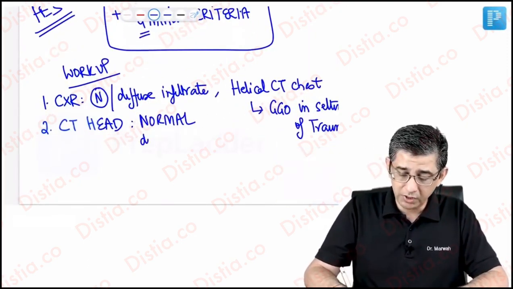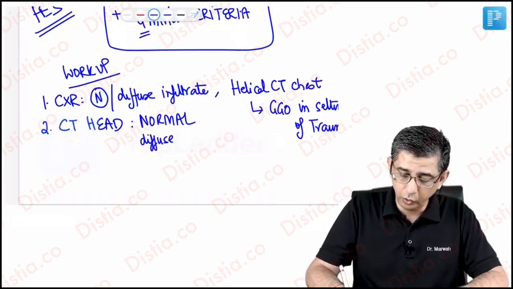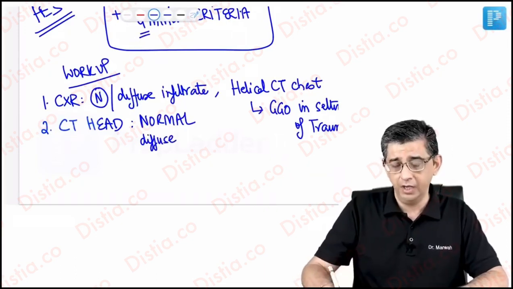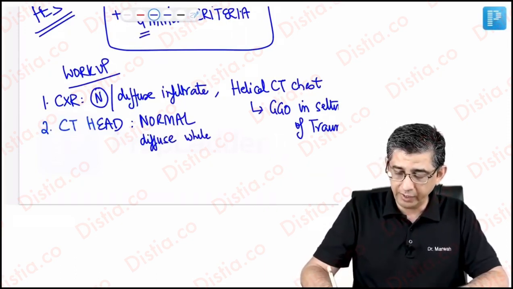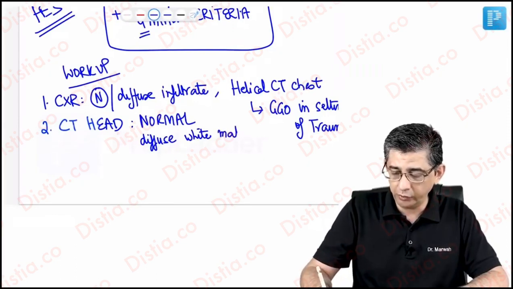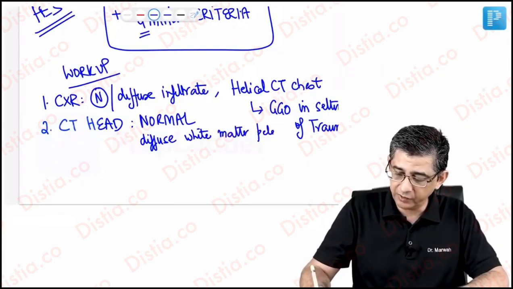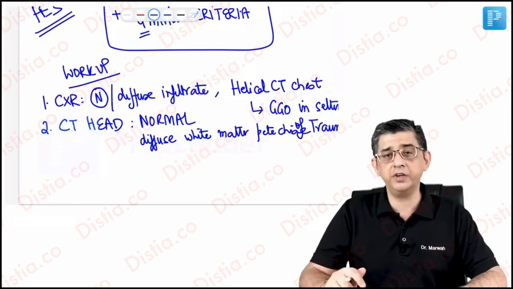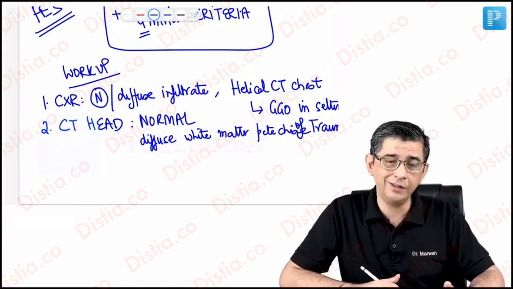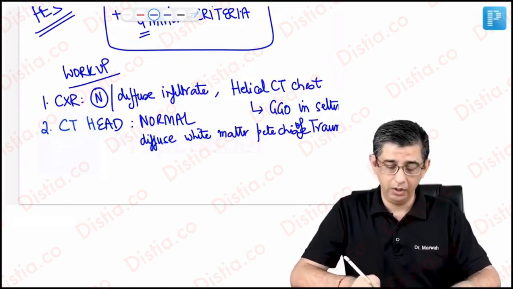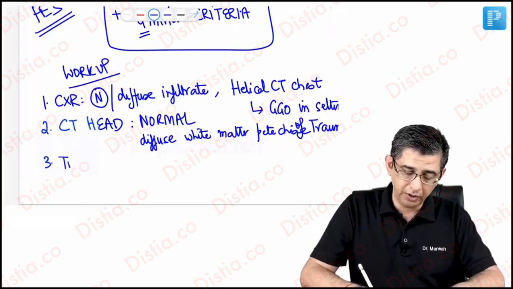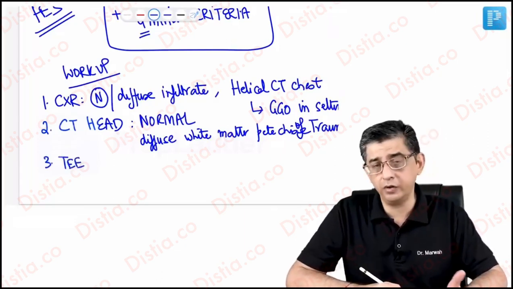If you do a CT head, in some cases, though in the later part of the illness, there might be a diffuse white matter petechiae. However, do not give too much importance to the statement that I have said at the moment. In the majority of cases, both the X-ray and the CT head would be normal. Transesophageal echocardiography facility may not be available in routine hospitals.